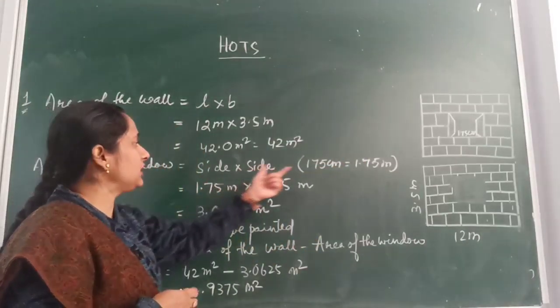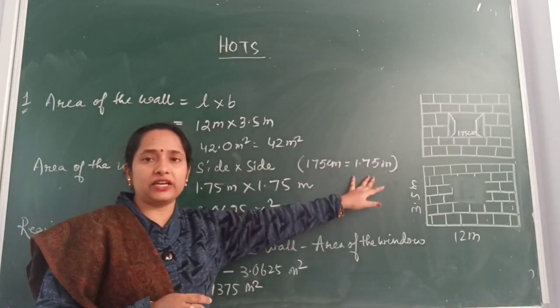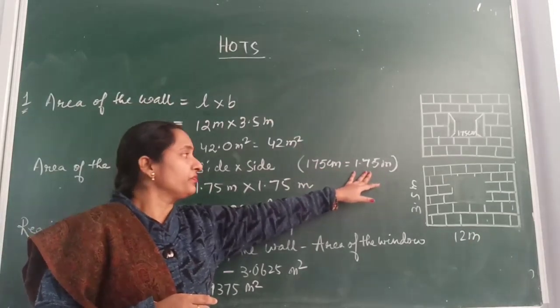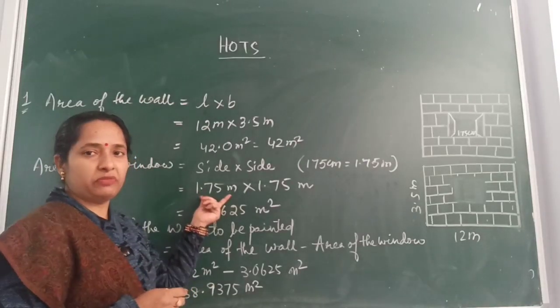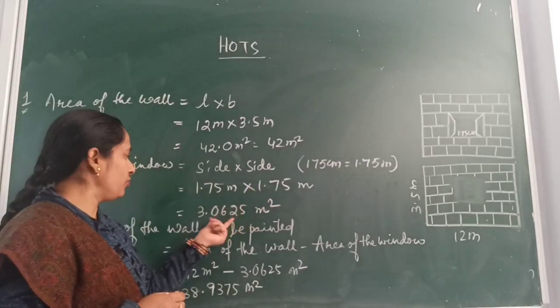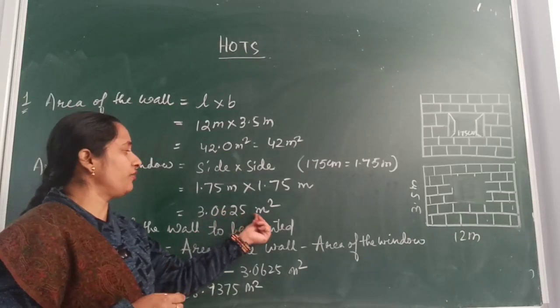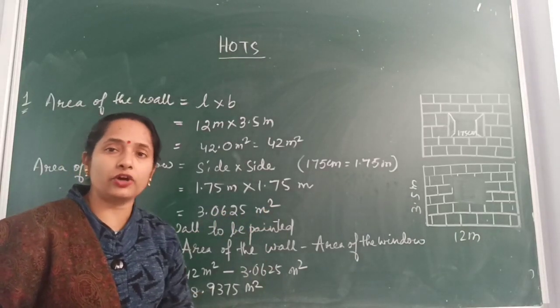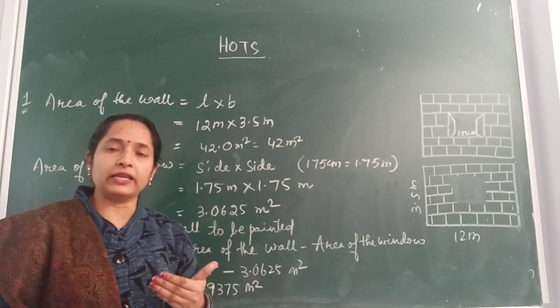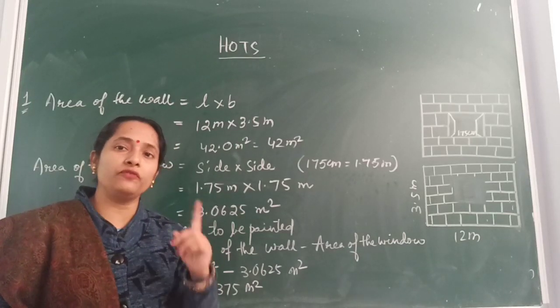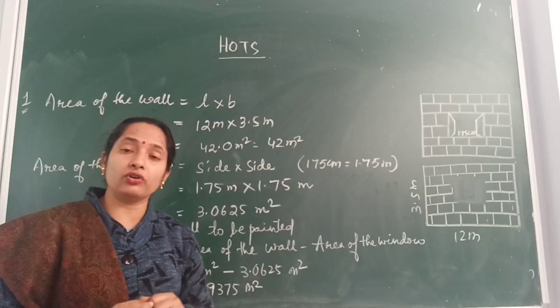By converting the length of each side of the window into meters, we get each side as 1.75 meters. By multiplying them, we get 3.0625 meters square as the area of the window. Now what is our work to do? Now we need to find how much portion of the wall will be painted by the painter. So how can we get this?